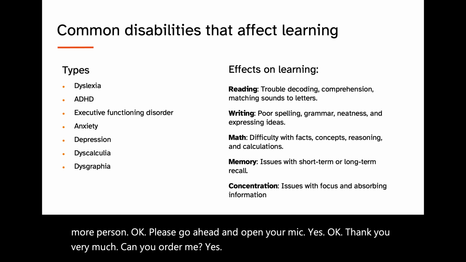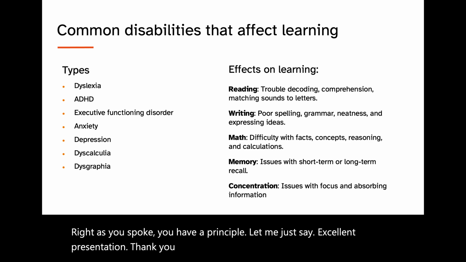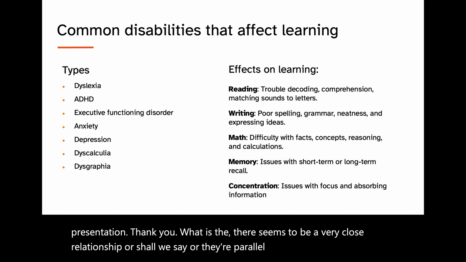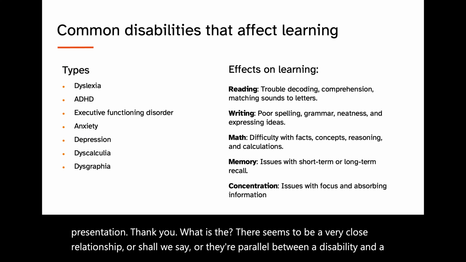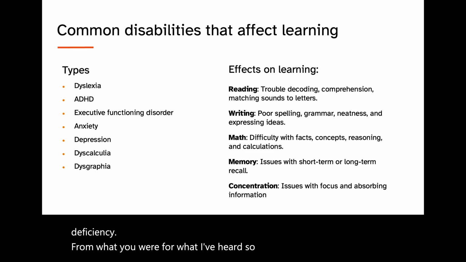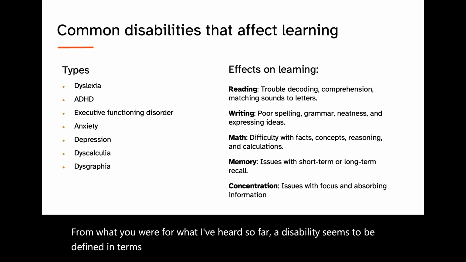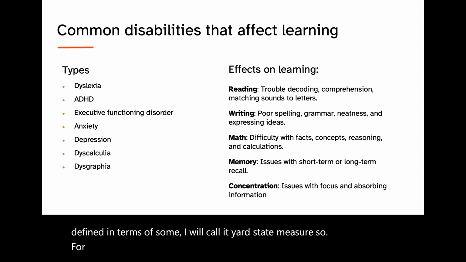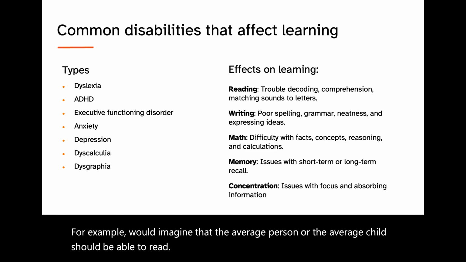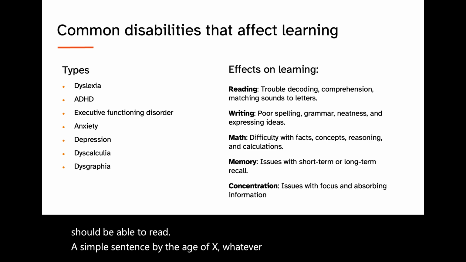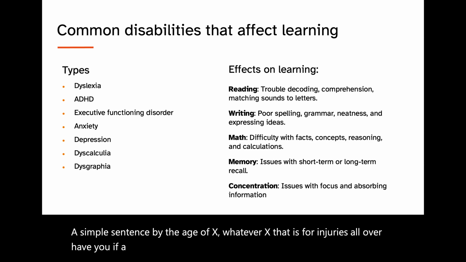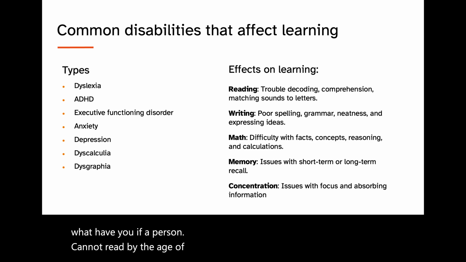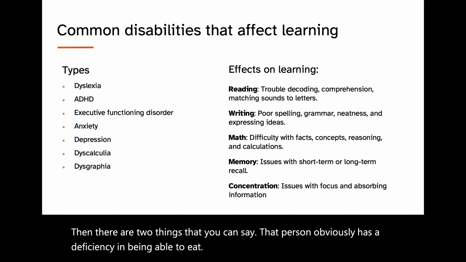First of all, let me just say excellent presentation. There seems to be a very close relationship, or shall we say parallel, between a disability and a deficiency. From what I've heard so far, a disability seems to be defined in terms of some yardstick measure. So, for example, one would imagine that the average child should be able to read a simple sentence by the age of X, whatever X is, I don't know, 5 years old. If a person cannot read by the age of X, then there are two things you can say. That person obviously has a deficiency in being able to read, but does that person also have a disability?